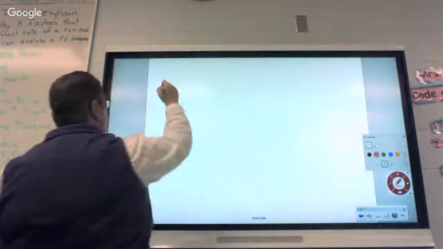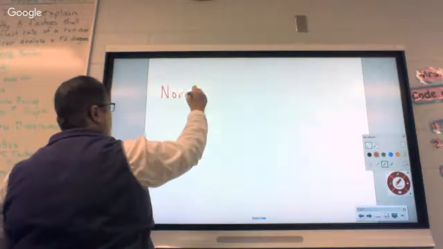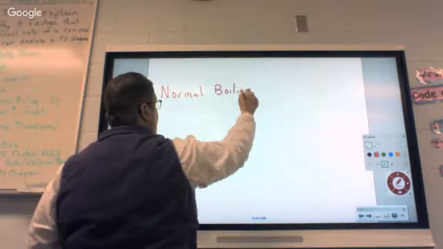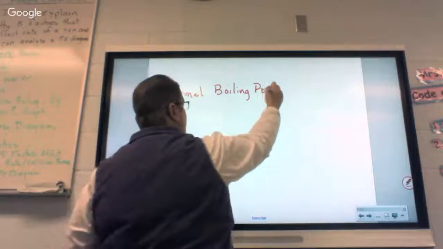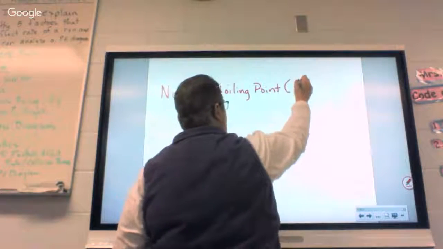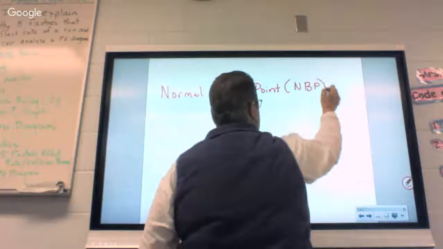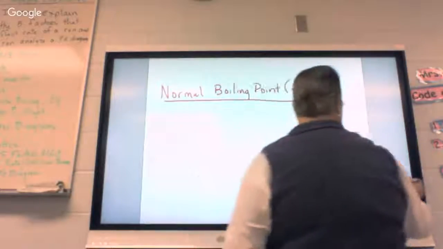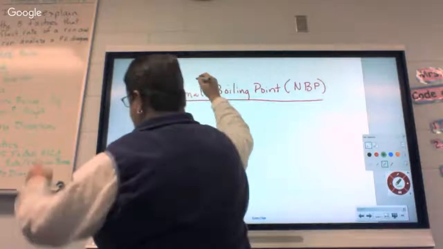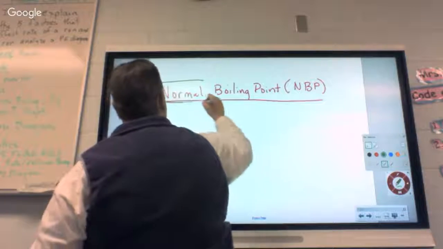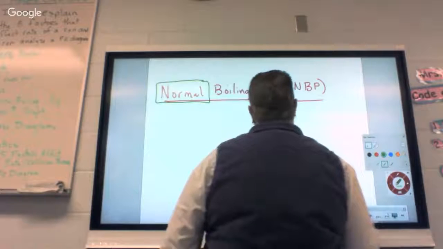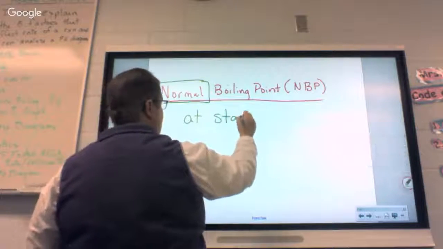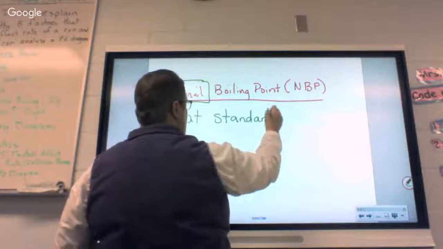If they want you to find normal boiling point, write it all the way out. And a lot of times we abbreviate that NBP just because we're lazy. Anytime it says the word normal, and you're going to see that in a phase diagram very shortly, the word normal always means at standard pressure.